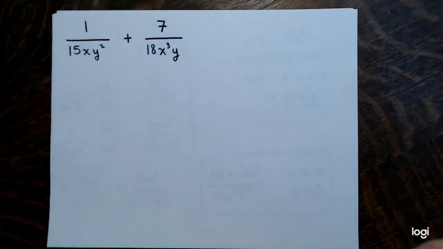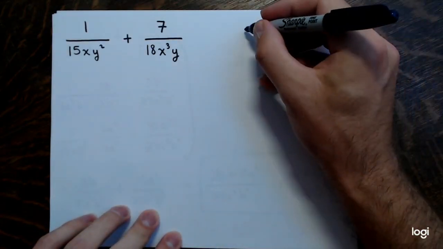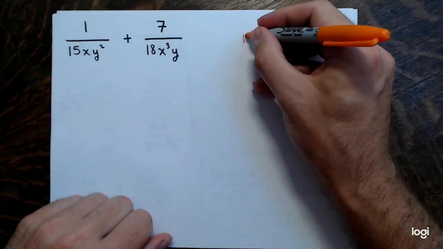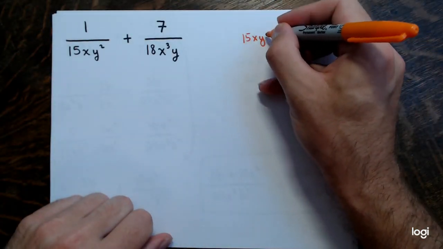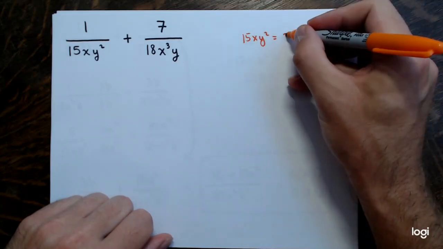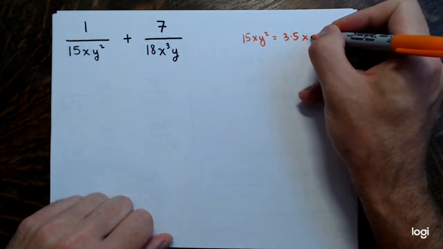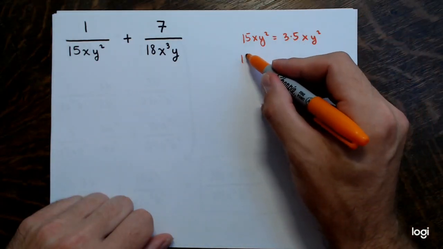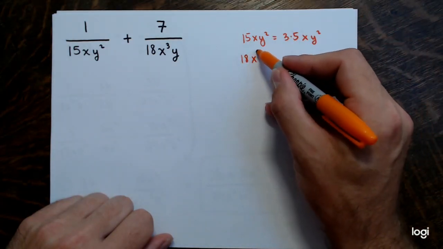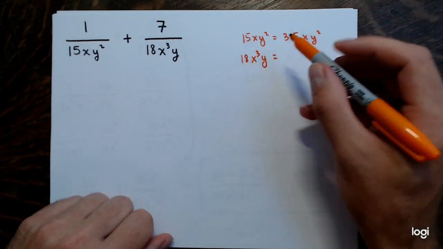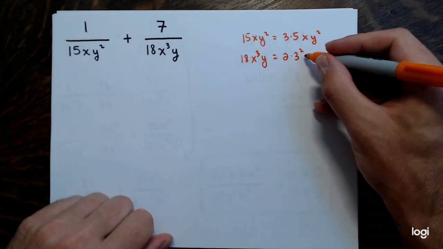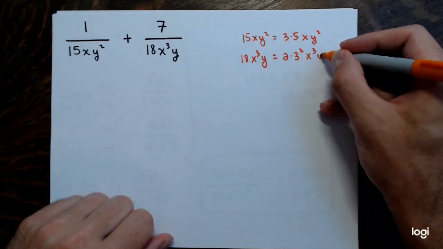Add these two fractions, then simplify. All right, so first the LCD. It's off to the side here. My denominator 15xy squared. 15 is 3 times 5, and then you have times x times y squared, or y times y if you want. 18 times x cubed times y. Again, 18 we saw before was 2 times 3 squared, 2 times 9, times x cubed times y.